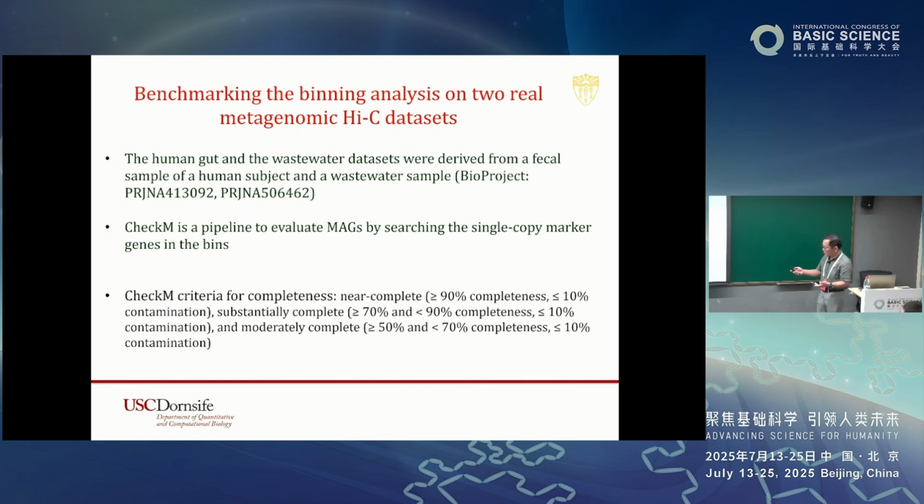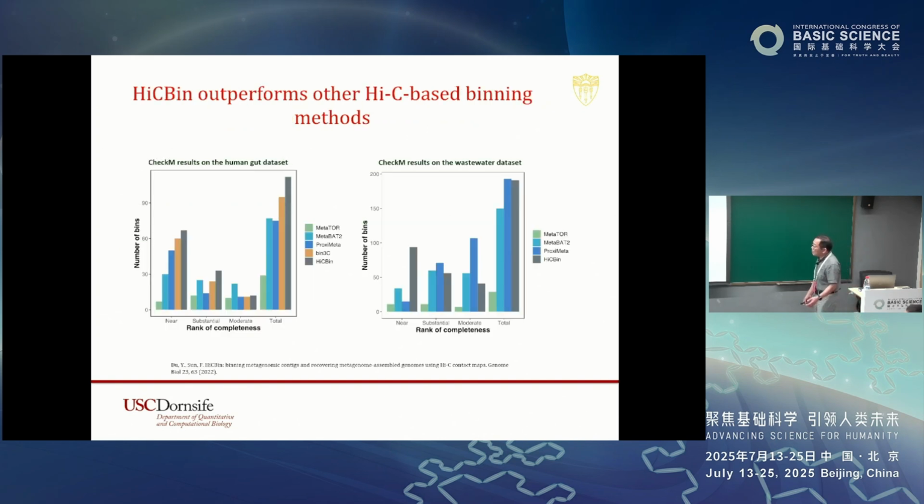Okay, and then we call this near complete: that's 90% complete with less than 10% contamination. Substantially complete is 70 to 90% completeness with less than 10% contamination, and the rest is moderate. So yeah, these are just community-defined criteria. And then we compared our method with several other methods for this type of problem.